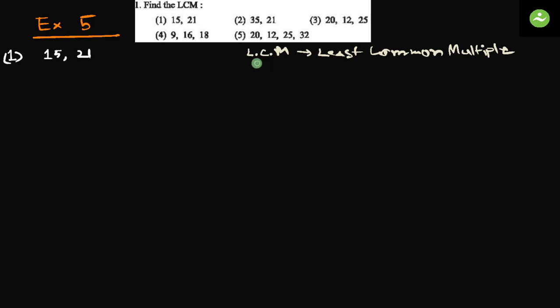What is multiple? Multiple means, for example, multiples of 2. What are multiples of 2? 2 into 1, 2 into 2, 2 into 3, 2 into 4. All these are multiples of 2.